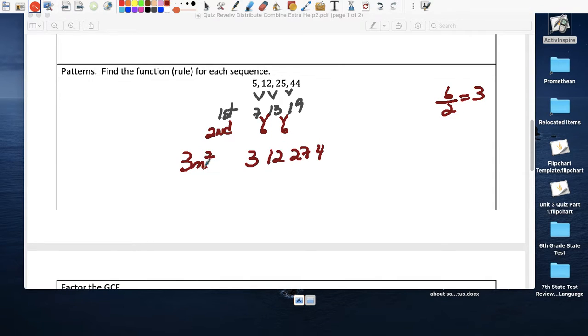Did I make a mistake here? 2 to the second power is 4, times 3 is 12. 1 to the second power. Alright, so now what do we do?